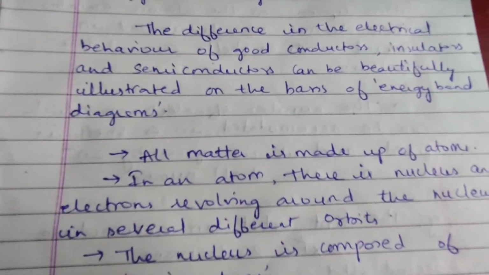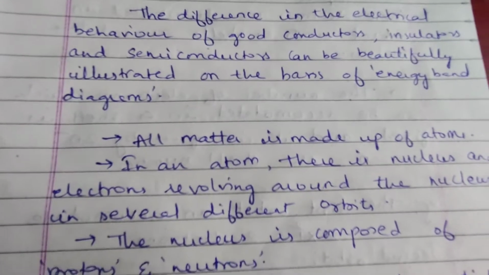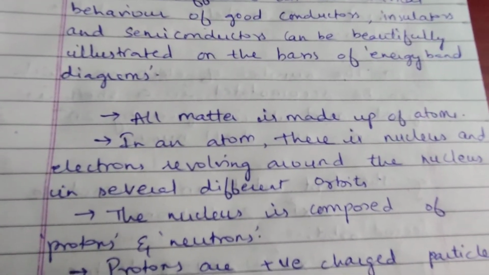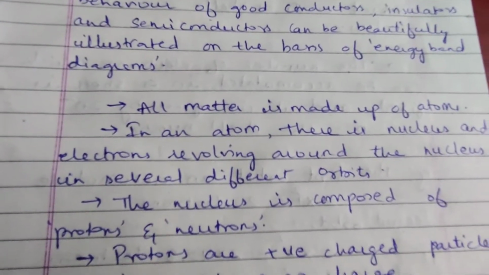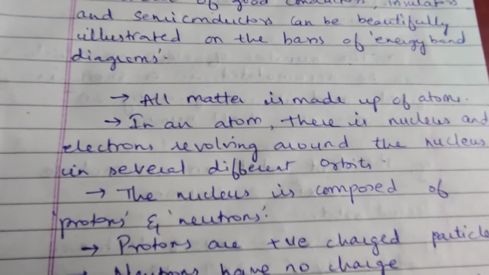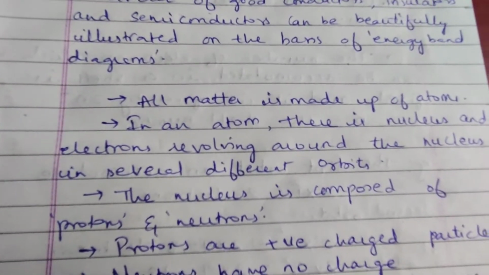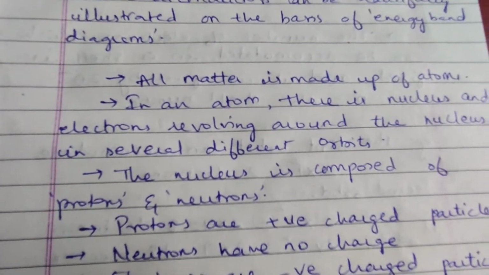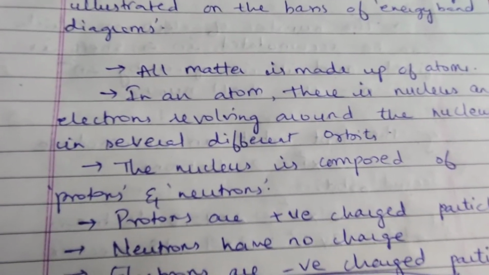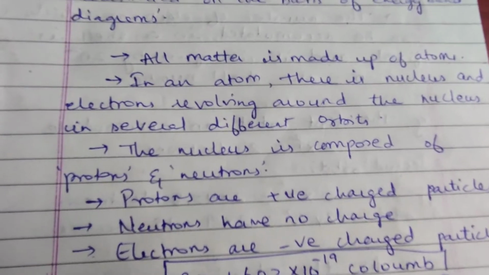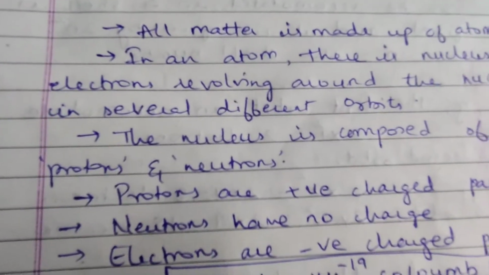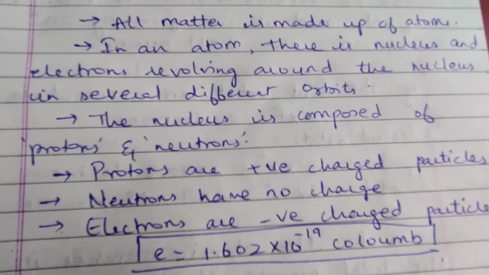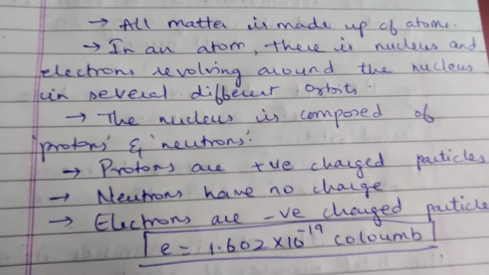Generally, all matter present in this universe is made up of these atoms. In any atom there is one nucleus, the center part, and electrons revolve around this nucleus in several different orbits. The nucleus is composed of mainly protons and neutrons. Protons are positively charged particles. Neutrons are negative, no charge, sorry.